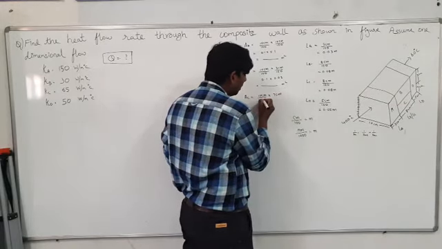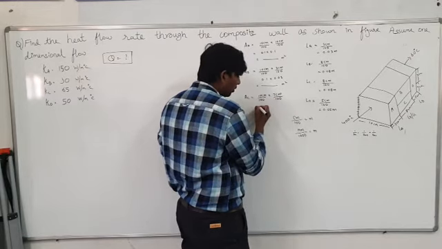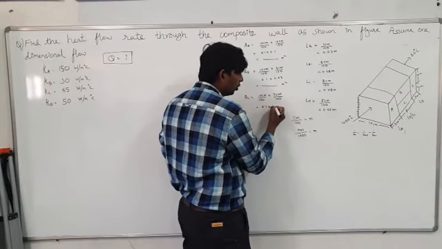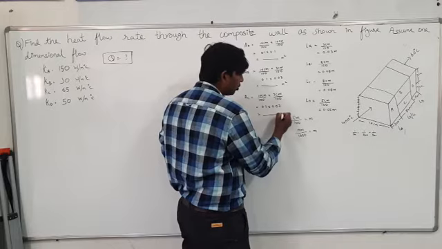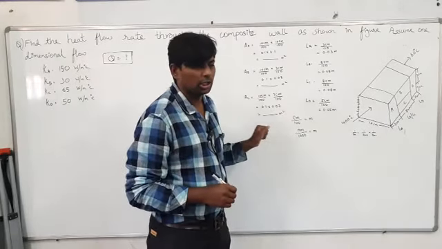Here you divide by 100, and here also you have to divide by 100. So this will become 0.1 and this will become 0.07. So here you will get the answer. The answer should be in meter square.